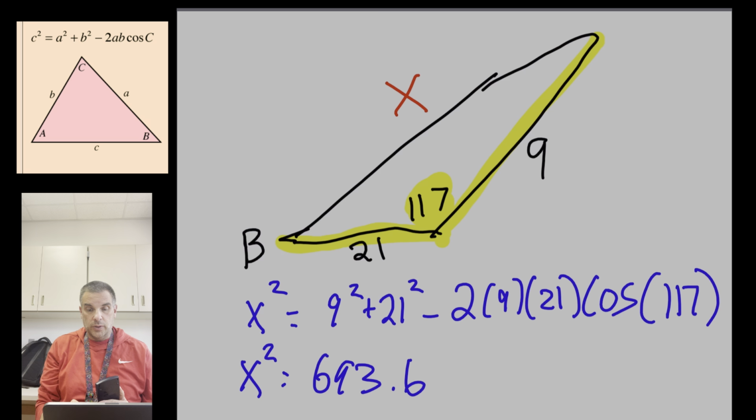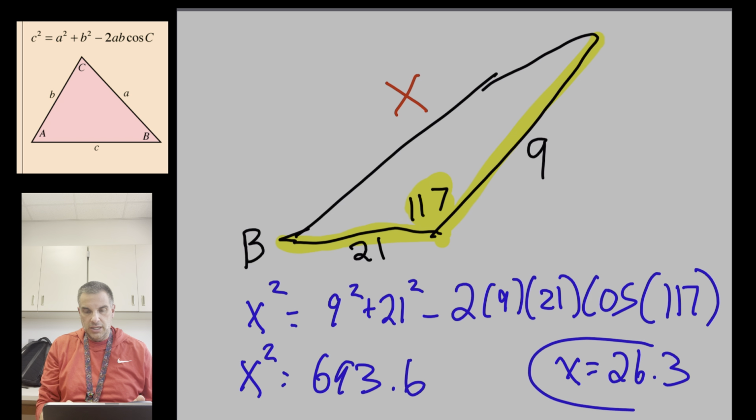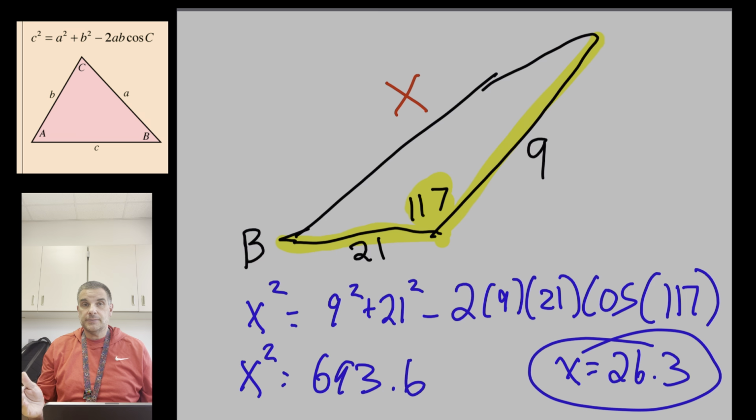Now we have to take the square root of that. So you take the square root of that number, and you get x is equal to 26.3 is the value of x. And these always work when you have kind of that side angle, side piece going on. And those are very specific problems that these are going to work with when we're doing these. Okay, so let's look at another one that's side angle, side.